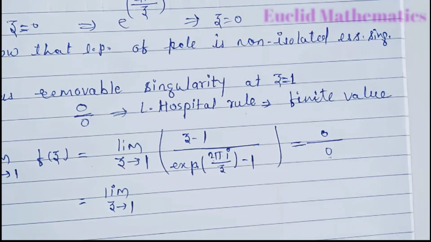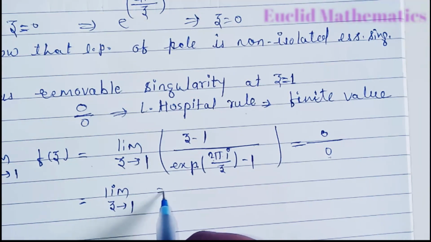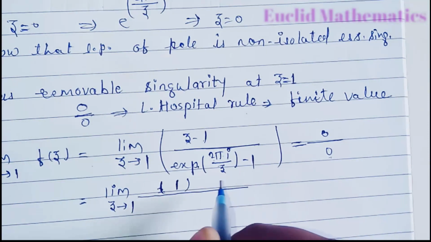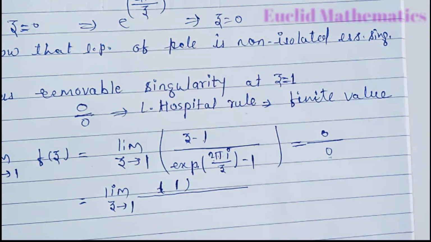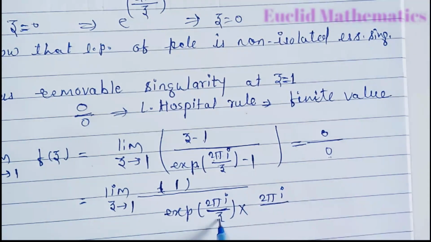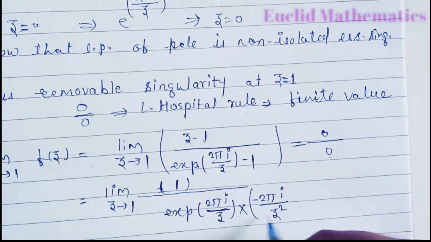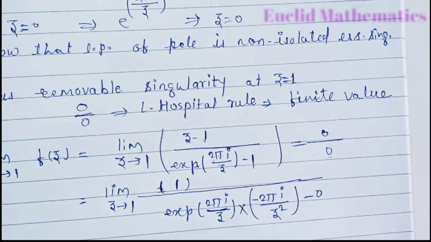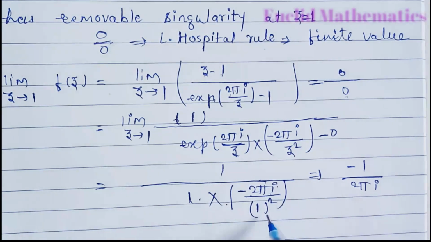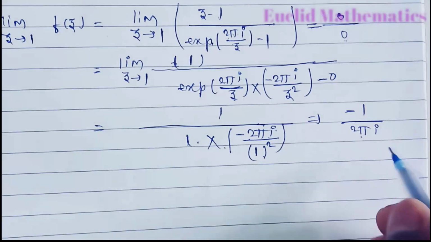In L'Hospital rule, we apply differentiation to the numerator as well as differentiation of the denominator. Differentiating the numerator with respect to z, z minus 1 gives z's derivative 1, and minus 1 becomes 0. In the denominator, exponential of 2 pi I by z, e raised to z has derivative e raised to z itself, multiplied by the derivative of 2 pi I by z, where 2 pi I remains the same as a constant, and 1 upon z has derivative minus 1 upon z square. Now apply the limit as z tends to 1, which gives 1 upon 1 multiplied by minus 2 pi I divided by 1 square, so finally it is minus 1 upon 2 pi I, which is finite and exists.